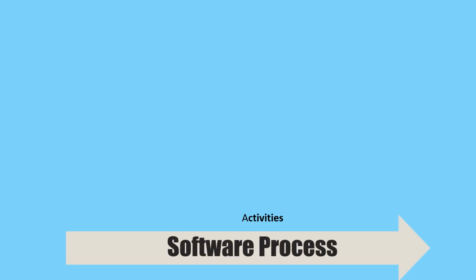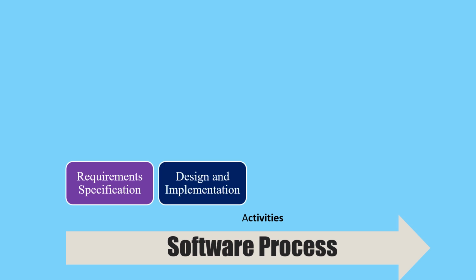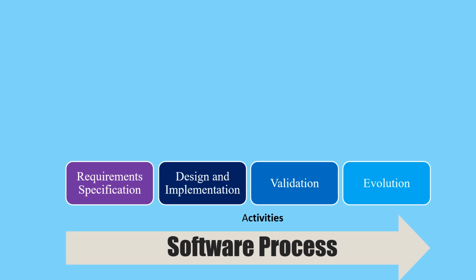A software process is a set of activities and associated results which produce a software product. Four fundamental process activities are common to all software processes. These are requirement specification, design and implementation, validation, and evolution.